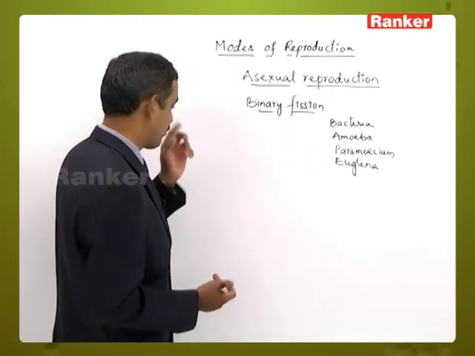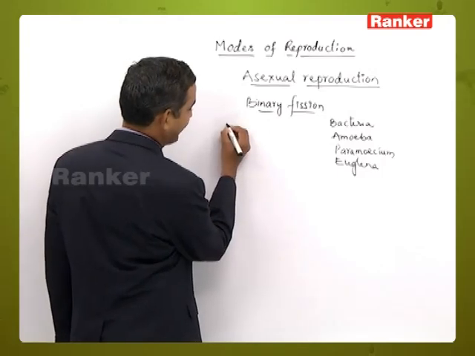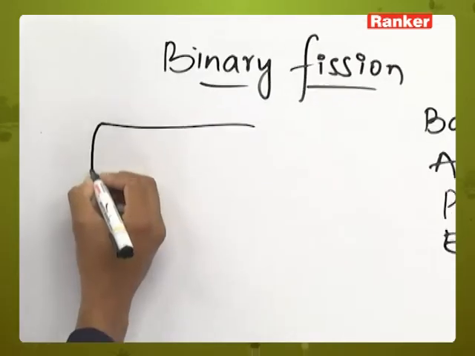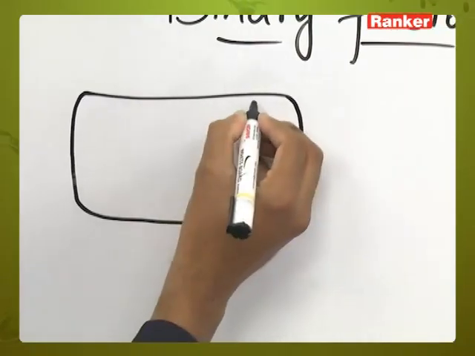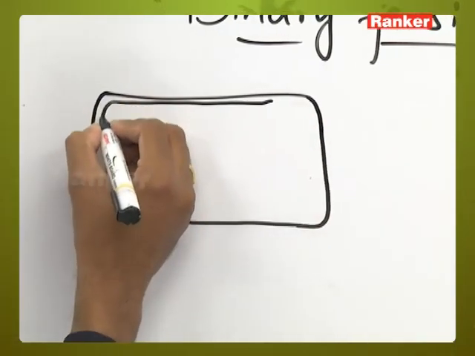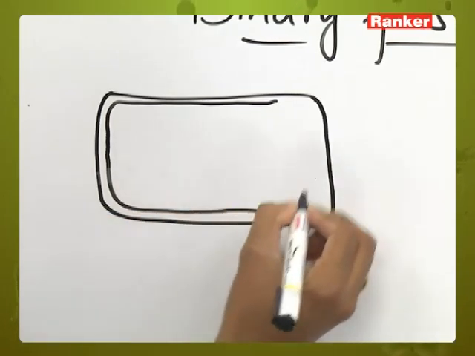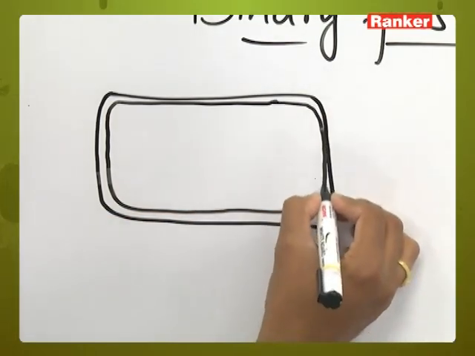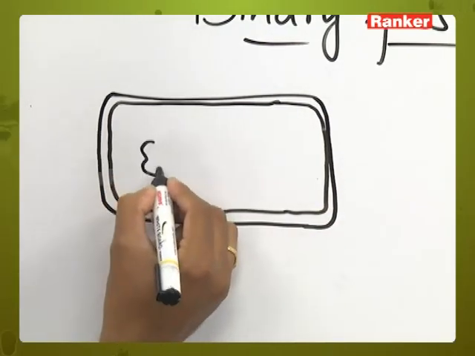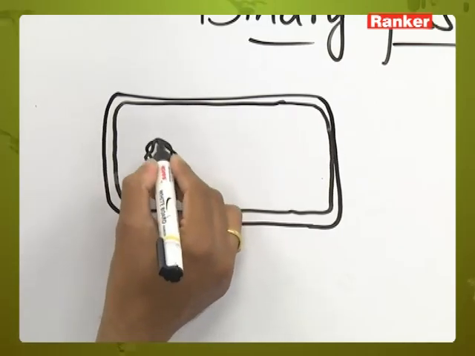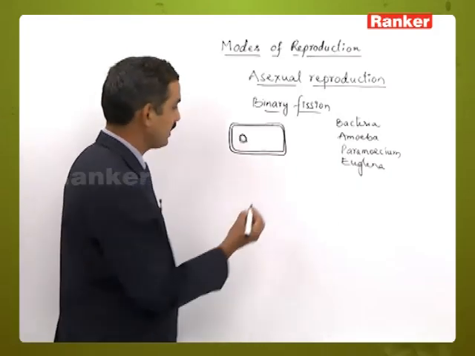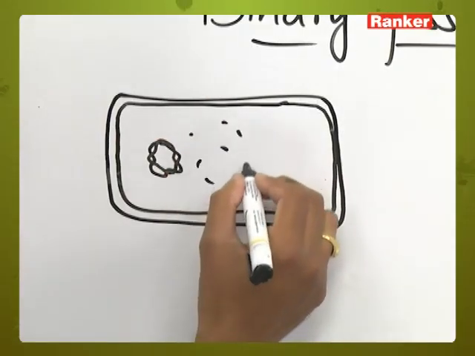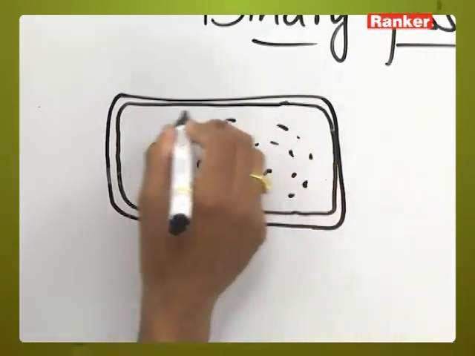So let us take the example of bacteria here. Bacteria is a unicellular organism which contains a cell wall and plasma membrane. Inside the plasma membrane, the nuclear material, that is the nucleoid we call, because it is a prokaryotic organism, along with the different types of cell constituents.